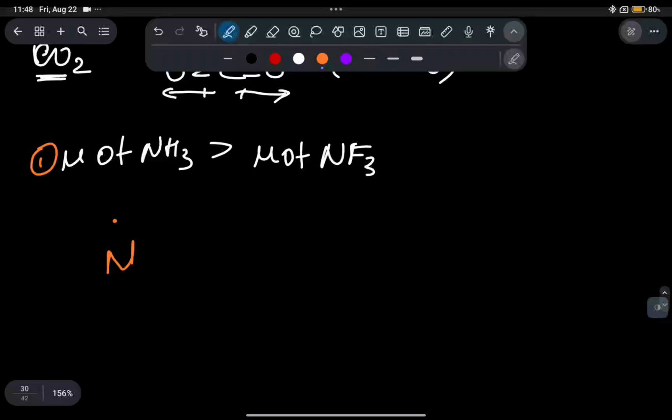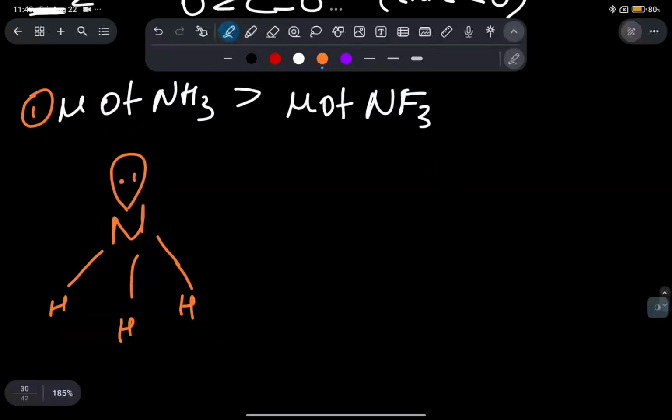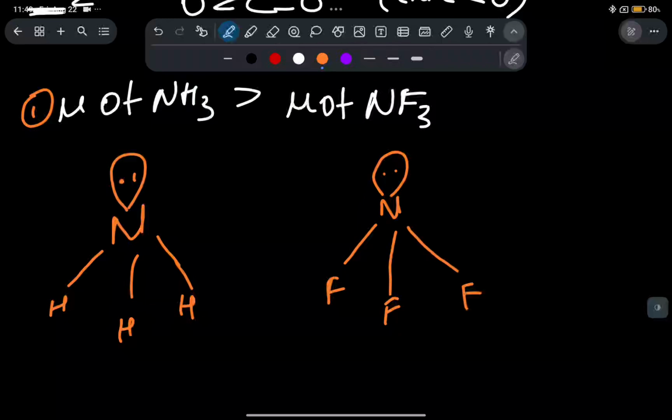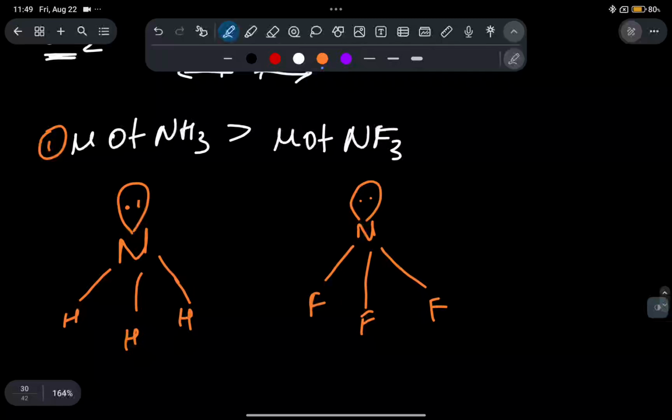N will have one lone pair like this, and there will be H like this, H and H. Okay. And for this, I'm drawing the diagram N. Here also some lone pair, F, F, F. Means here mu value will be maximum. How will mu value be maximum, sir? How will mu value be maximum?